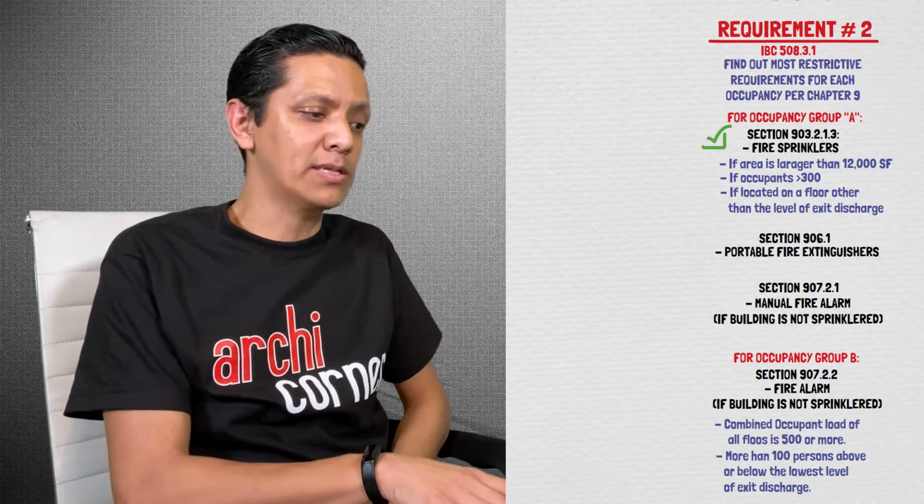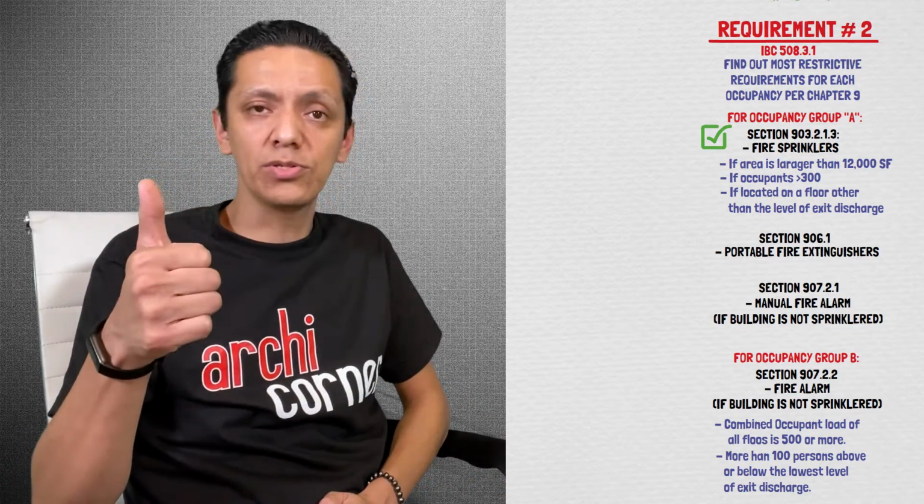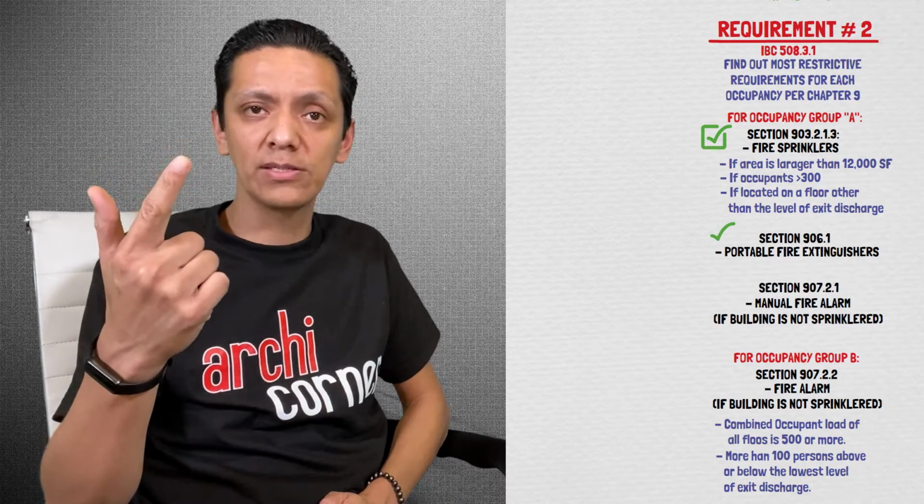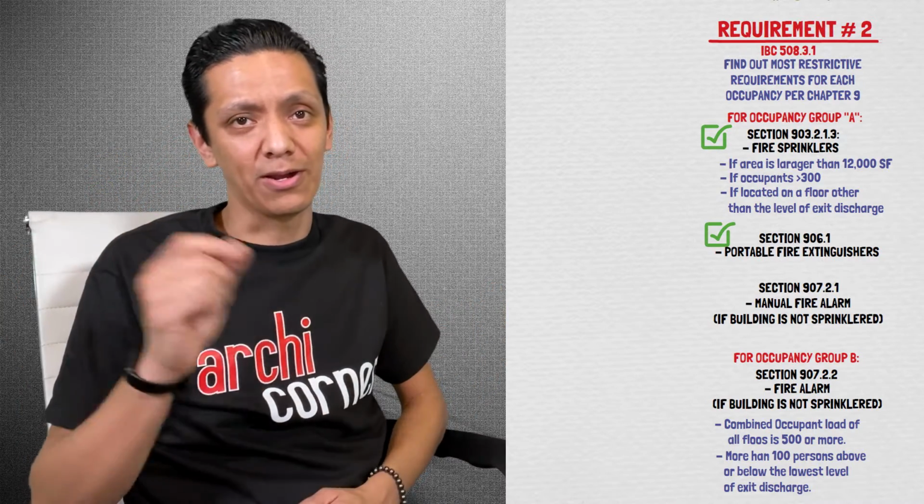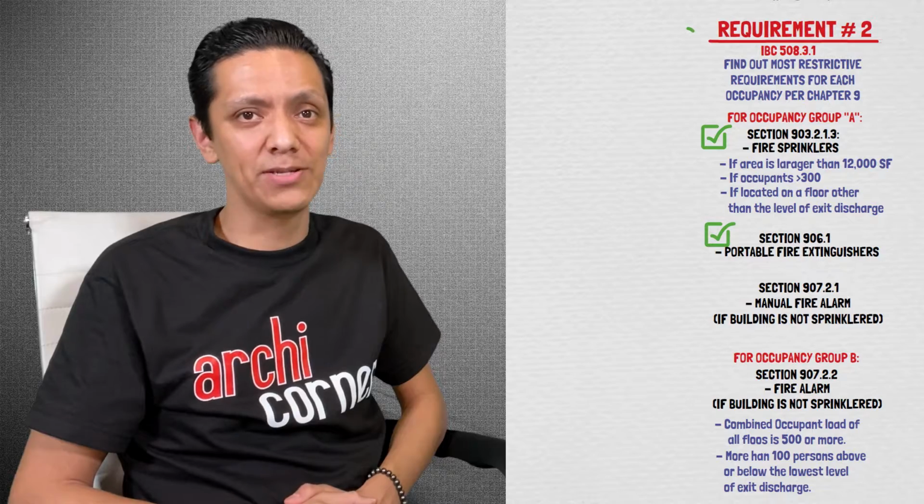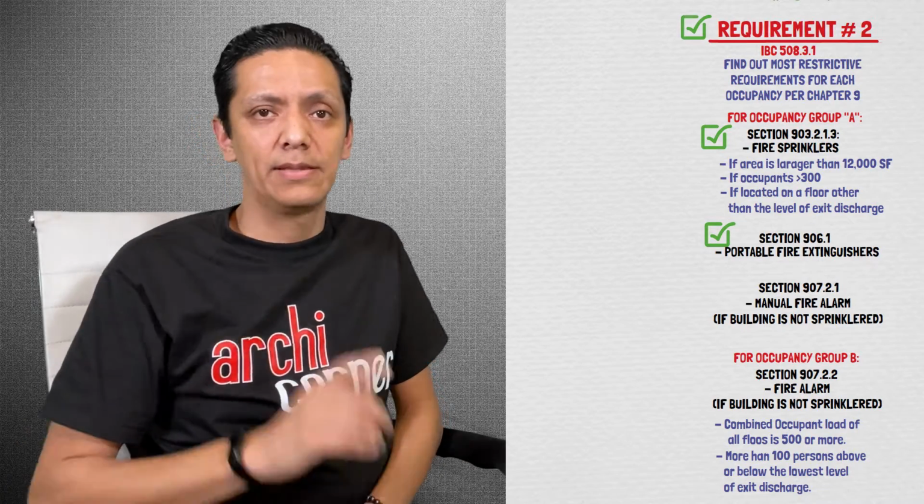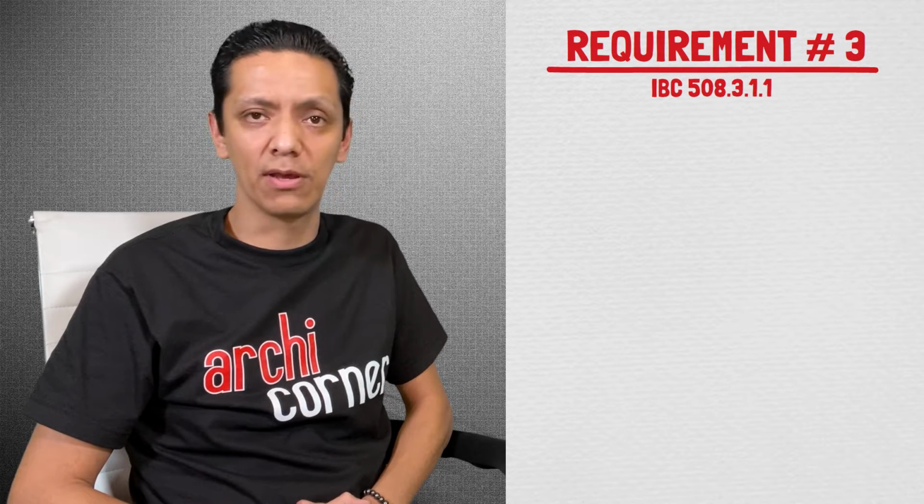So in our example, we need fire sprinklers, we need to have portable fire extinguishers, and both of those are good to go. So we can check this requirement off and go on to our next one. That takes us to requirement number 3, and you can find that in IBC section 508.3.1.1 of the building code.